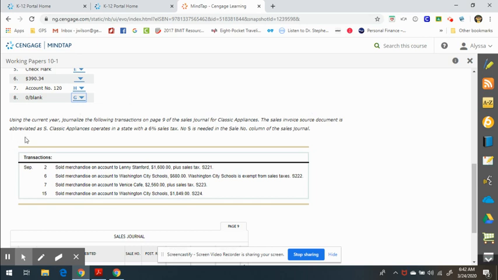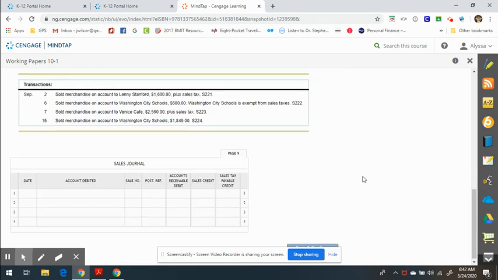Moving on. Using the current year, journalize the following transactions on page 9 of the sales journal for Classic Appliances. The sales invoice source document is abbreviated as S. Classic Appliances operates in a state with a 6% sales tax. No S is needed in the sales number column of the sales journal. Okay, here's our transactions, not very many. And here's our sales journal.